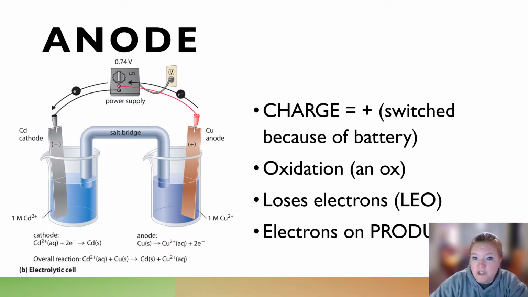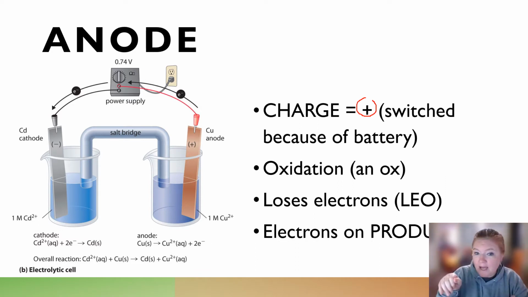But here's where there's a change. Remember the anode was negative, like an anion? Well, because I put a battery in here to force a reaction, the charge switches. So the charge of the anode is positive. It got switched by the battery. The battery was like, I don't think so. But everything else stays the same.